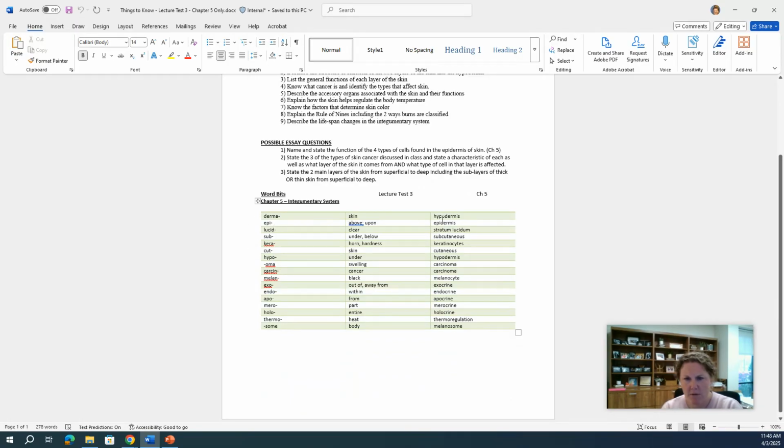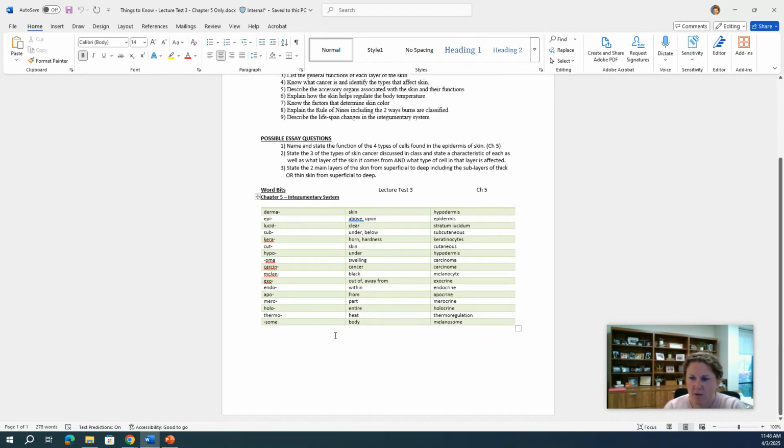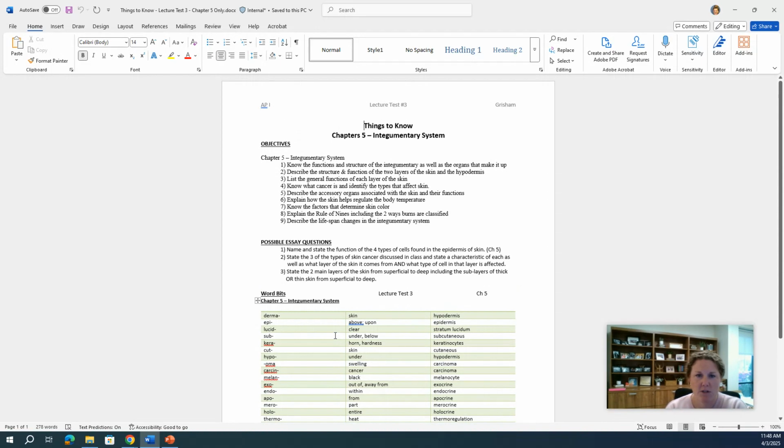And as always, you have your word bits. Okay, so you'll have a matching section for your word bits, and it's important to study those as well. Many of these terms will help you on other terms that you see in the multiple choice section of the test, okay? And many of these word bits you will see all throughout anatomy. All right, so that takes care of our things to know. It's a little bit shorter than usual because we only have one chapter.